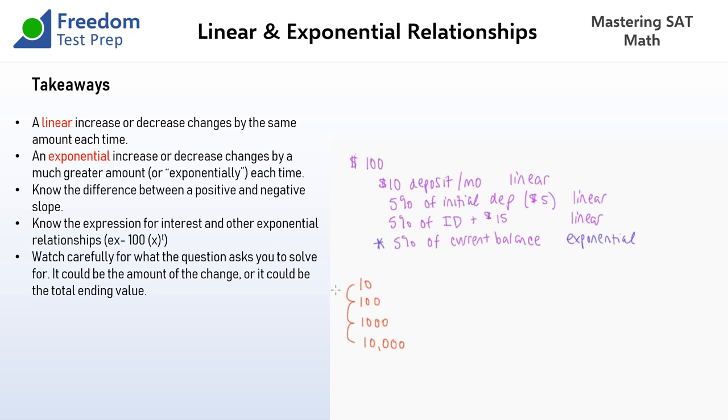So from here to here, it's 90. But from 100 to 1,000, it's 900. And from 1,000 to 10,000, it's 9,000 that you're adding. So you're adding increasing amounts to get from one number to the next. So this is definitely exponential.